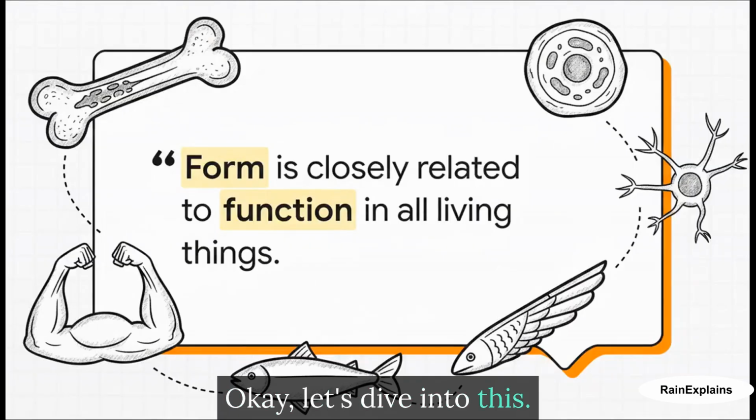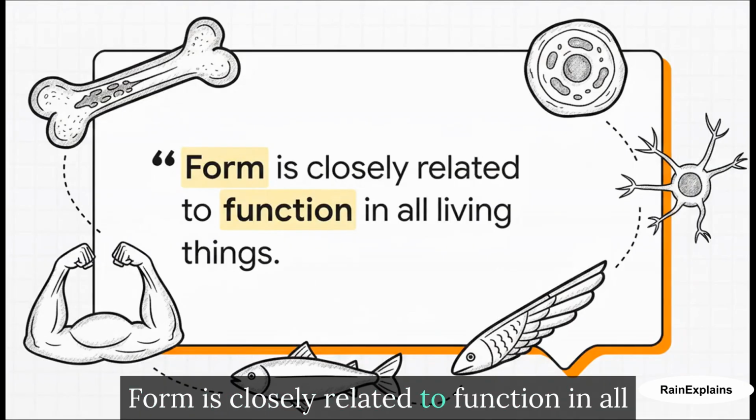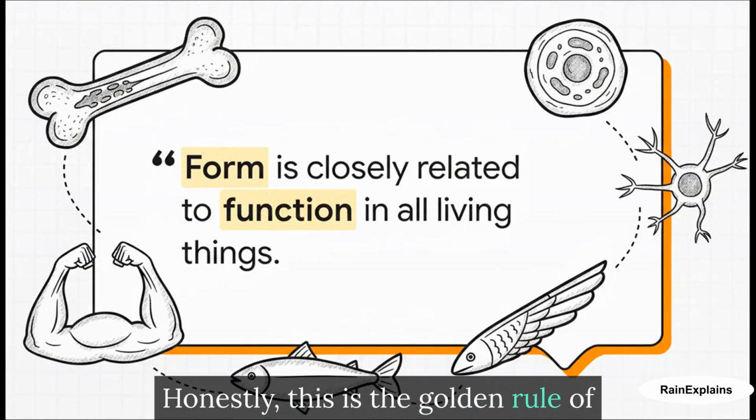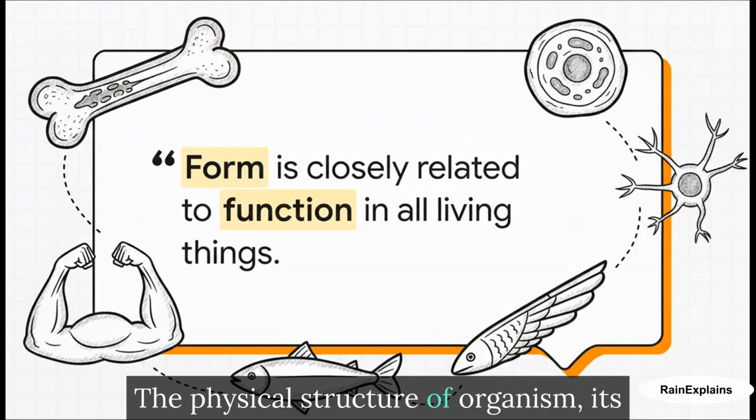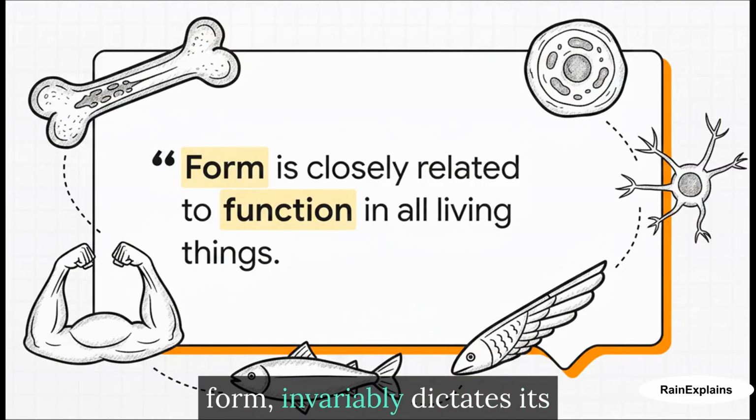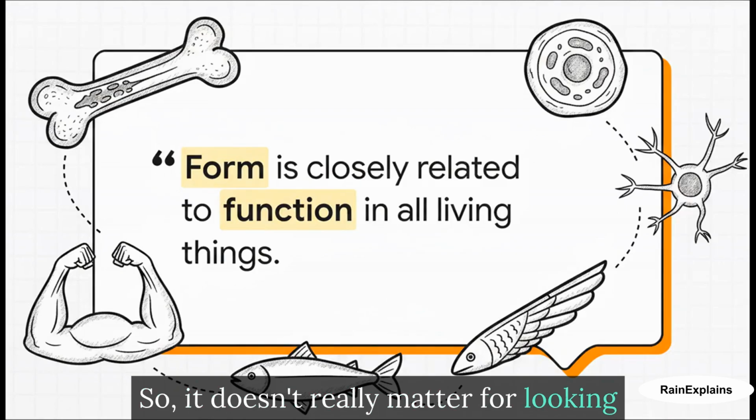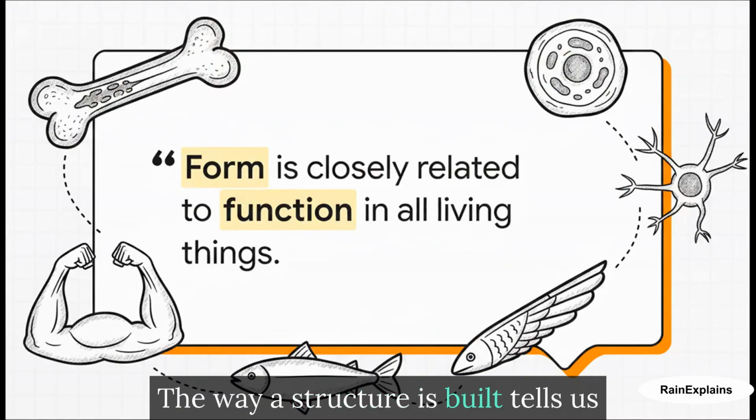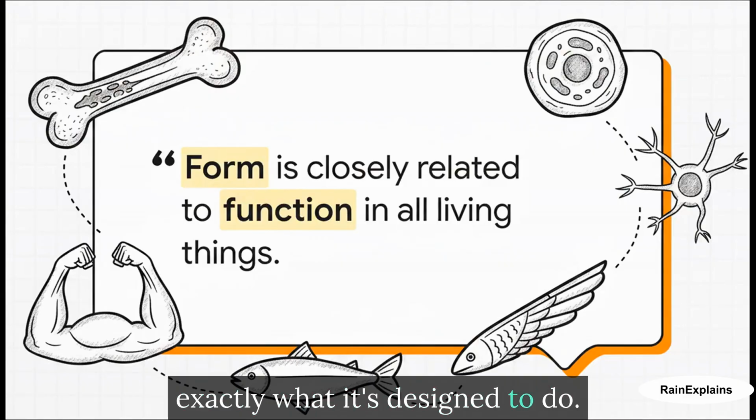Okay, let's dive into this. Form is closely related to function in all living things. Honestly, this is the golden rule of anatomy. The physical structure of an organism, its form, invariably dictates its physiological capabilities. So, it doesn't really matter if we're looking at a microscopic cell or a massive femur bone. The way a structure is built tells us exactly what it's designed to do.